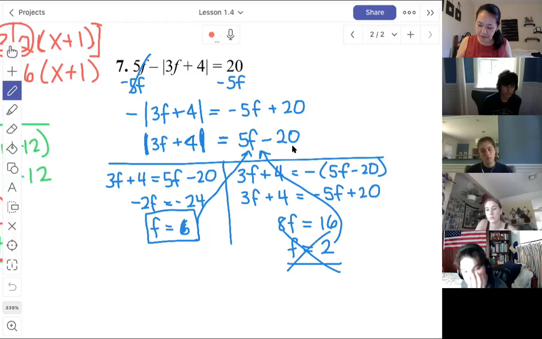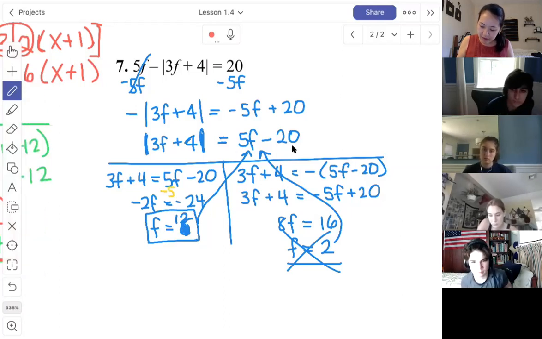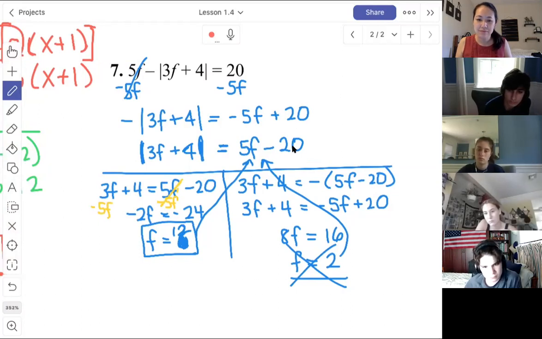Oh, sorry. First off, thank you to the people in the chat. Sorry, this should be 12. So when you subtract 5f, let me do this in a different color. I subtracted 5f, and then I subtracted 5f. Oh, okay. Could you also, because I did subtracting 3f and then I added the 20 on the other side. Perfect. You still get 12, right? Yeah. Okay, cool. Sorry, I don't know where I got 6. So f is 12.